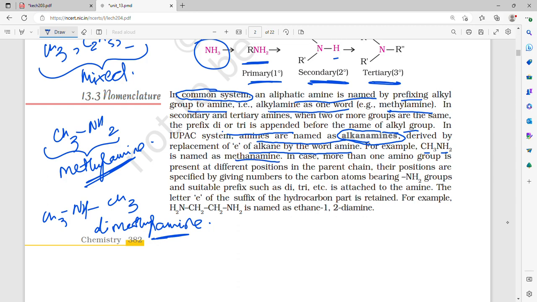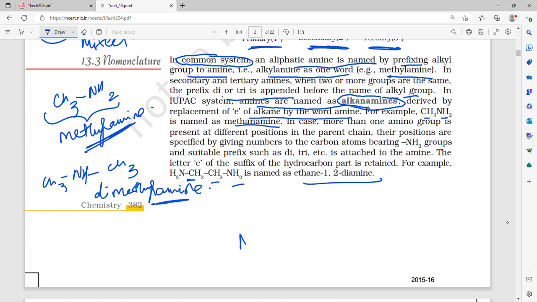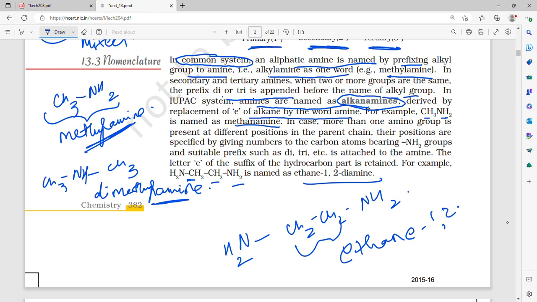In case more than one amino group is present at different positions in the parent chain, their positions are specified by giving numbers to the carbon atoms bearing the NH2 group, and a suitable prefix such as di, tri is attached to the amine. The letter E of the suffix of the hydrocarbon part is retained. For example, NH2, CH2, CH2, NH2 can be named as ethane-1,2-diamine. Here there is one amine, then CH2, CH2, then again NH2. So first we write ethane, then 1,2-diamine. If more than one group is present, then the E is retained.